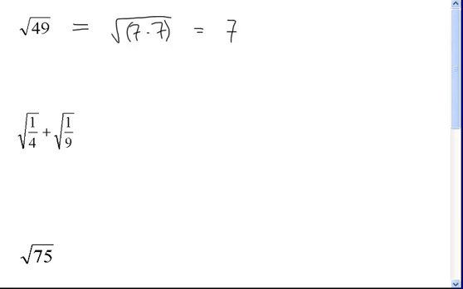By the way, we don't write it, but we assume that there's a little 2 there, and that tells us how many 7s I need to be able to pull them out. So this just turns into a 7.